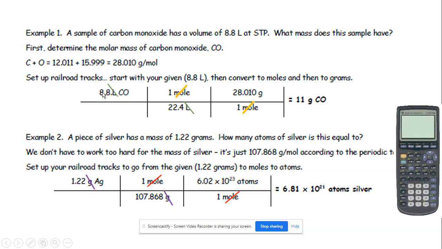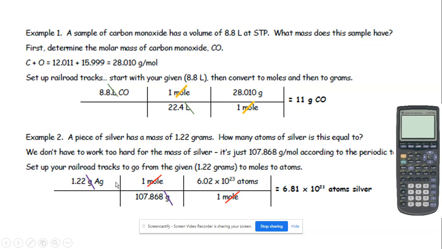Looking at liters of carbon monoxide, step 1, we're going to convert to a mole. Once we have moles of carbon dioxide, you can go to grams. And so those 8.8 liters of carbon monoxide at STP will be equal to 11 grams of carbon monoxide.